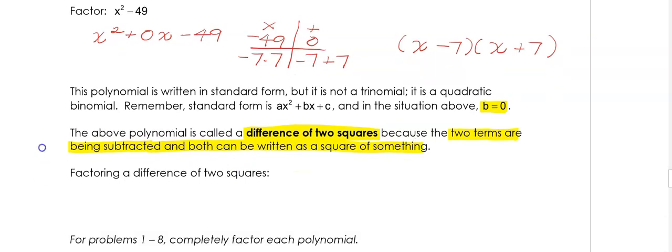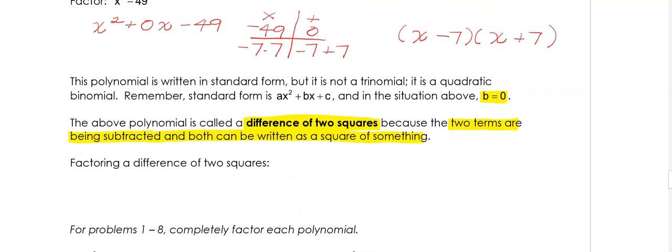If you look at factoring the difference of 2 squares, it's really easy to do. You've got to make sure they're both perfect. So the example we have up front is part 2. We have x squared minus 49. You would say, okay, what is the square root of x squared? What is the square root of 49?